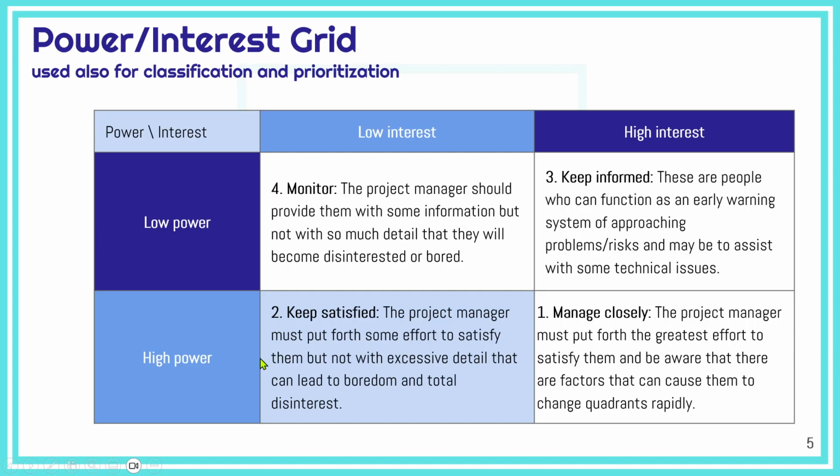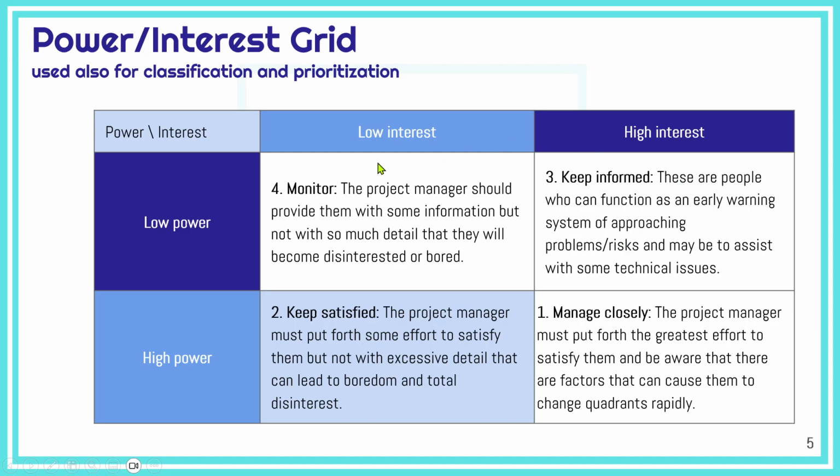For stakeholders with high power and low interest, we need to keep them satisfied, provide them with the information, the data, the reporting they need without boring them, so we don't push them away. The stakeholders with high interest and low power are people who are very interested in the project. We need to keep them informed because these people can help us resolve any technical issues. They can act as early warning systems, and they can be of great help.